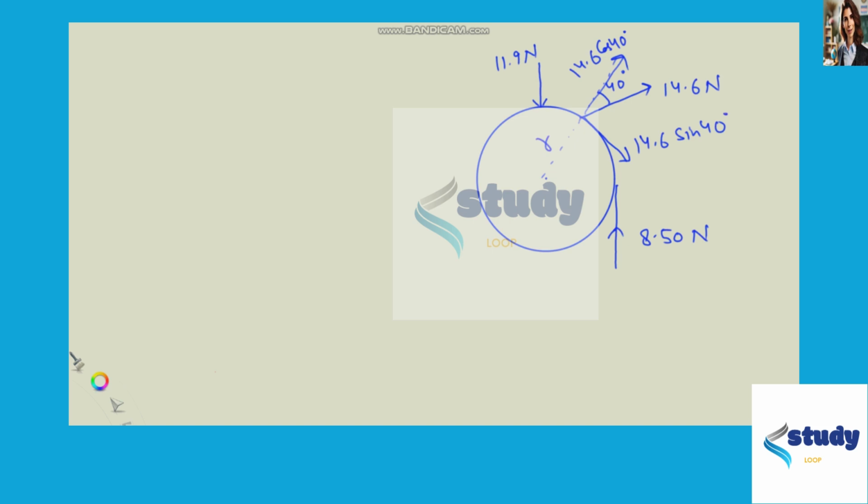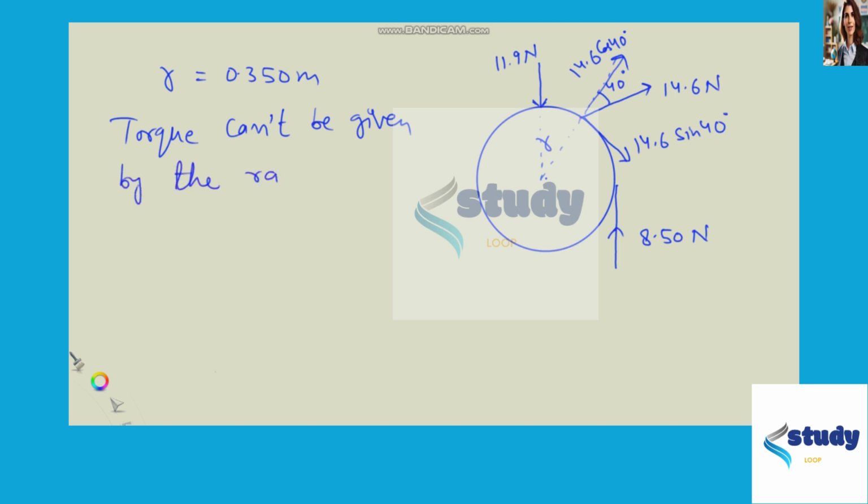The radius of this wheel is given as 0.350 meter, and torque will not be created by those forces which are along the radius, either radially in or radially out. Torque cannot be given by the radial forces.